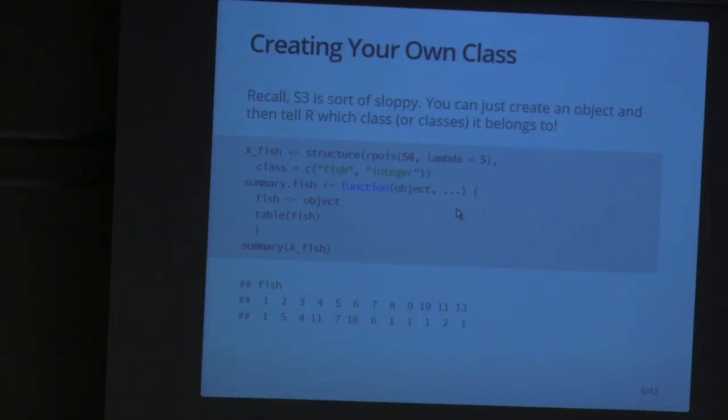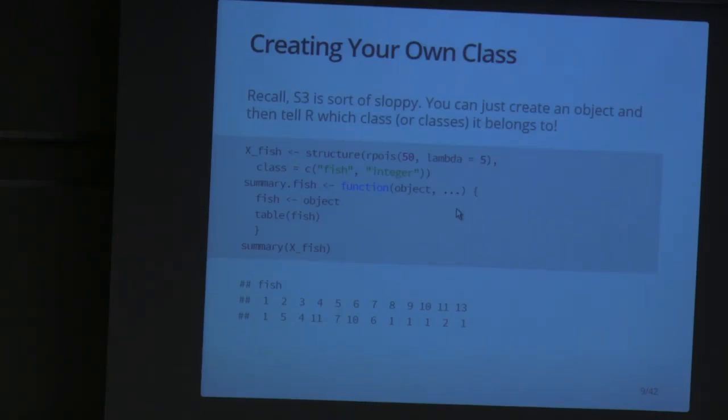I'm giving it two classes here, fish and integer, because I don't necessarily want to write all of the functions associated with fish. Basically, if R sees a fish class object, it's going to ask, well, do I have a fish method for this object?